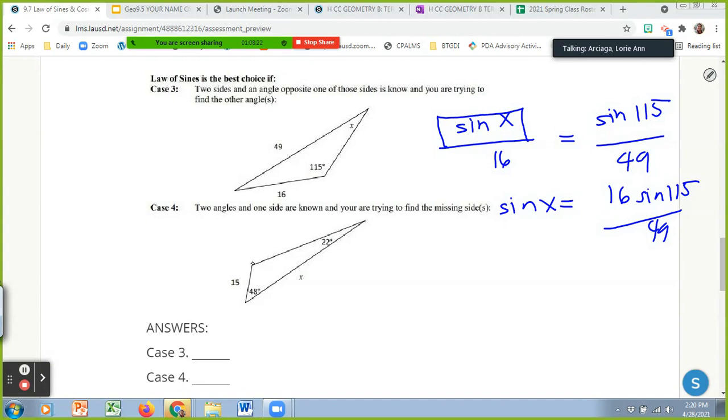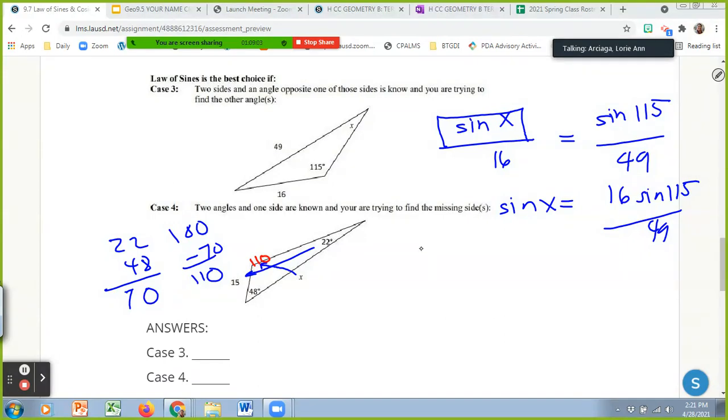What's case 4? Okay, so 22 and 15 are opposites. What am I trying to get? X. The missing angle there is also missing, but you can find that, right? You add 22 together, remember? So that's going to be 70, right? And then what do you do with the 70? You subtract it from 180, and that's going to be 110. So this guy over here is 110.